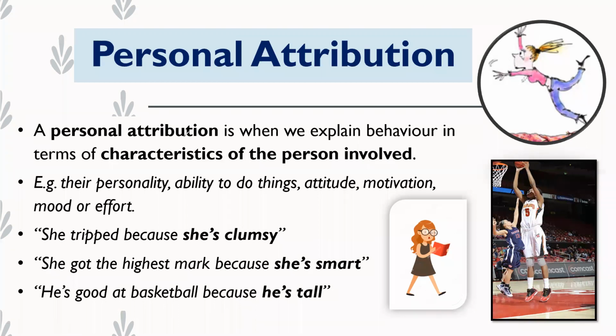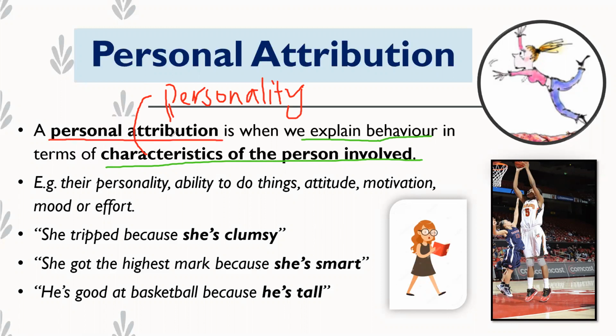Okay, so a personal attribution is when we explain behavior in terms of characteristics of the person involved. So what do we mean by characteristics? Well, characteristics is simply any kind of personality related trait. So that person is clumsy, that's why they fell. That person is careless, that's why they fell. That person never looks where they're going, that's why they fell. Okay, so personal attribution, you get a clue from the name itself. Personal attributions, you connect a person's behavior to some element of their personality or personal characteristics there.